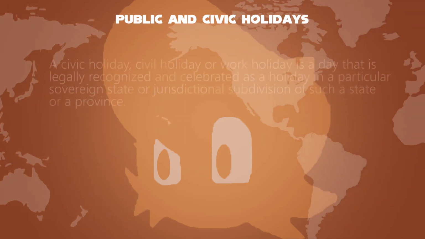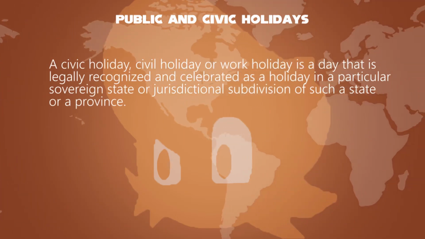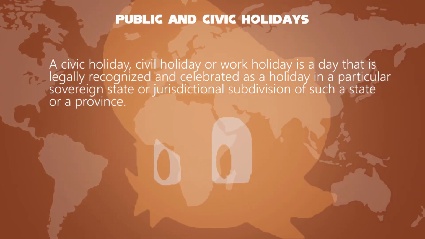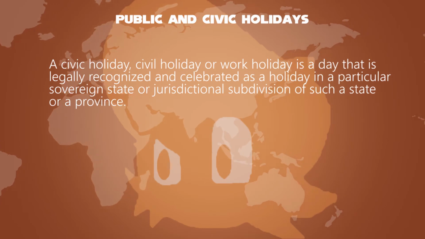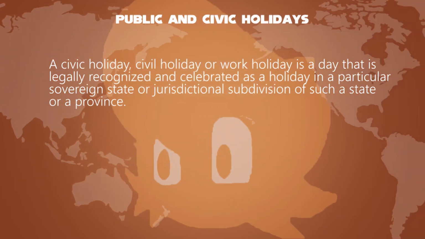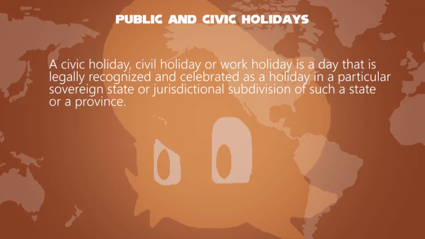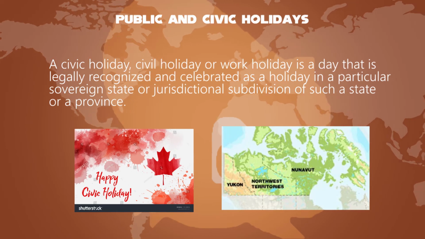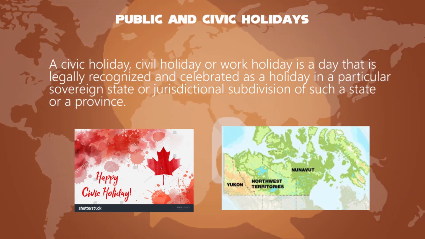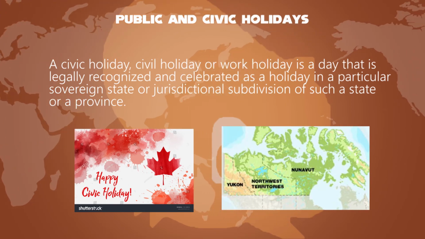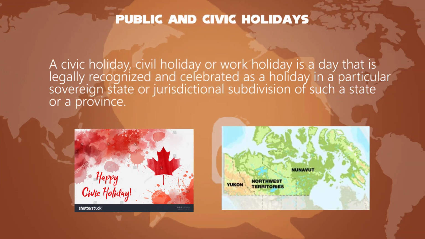On the other hand, this section is about civic holidays. A civic holiday is a holiday that is legally recognized and celebrated as a holiday in a particular sovereign state or jurisdictional subdivision of such a state or a province. For example, it is celebrated in most of Canada on the first Monday in August, though it is officially known by that term only by the governments of Nunavut and the Northwest Territories, where it is a territorial statutory holiday.